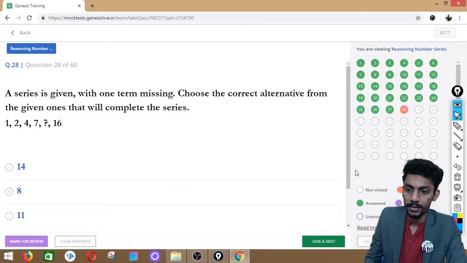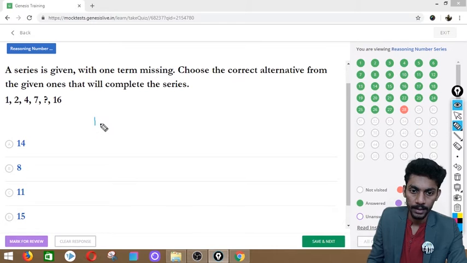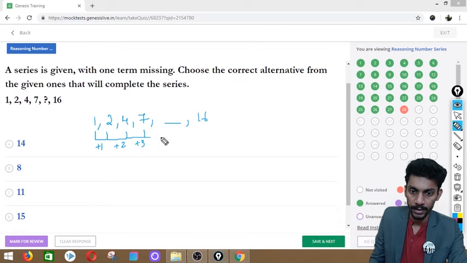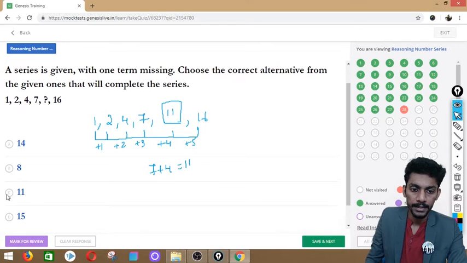Let's solve question number 28. What does question number 28 say? A series is given with one term missing. Choose the correct alternative from the given ones that will complete the series. Okay. So what is the series? 1, 2, 4, 7, question mark, and 16. So what is added here? Plus 1 is added, plus 2 is added, plus 3 is added. So according to the series, there should be plus 4 added. What is 7 plus 4? 7 plus 4 is nothing but 11. The answer is 11. Here you see, plus 5 is added to complete the series. So the answer is option C, that is 11. Very simple series. Clear? Next one.